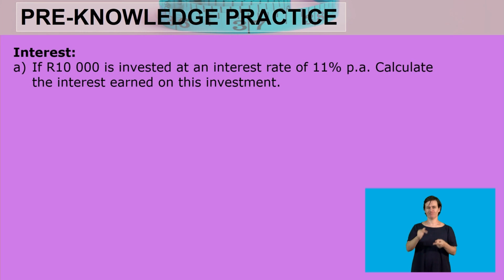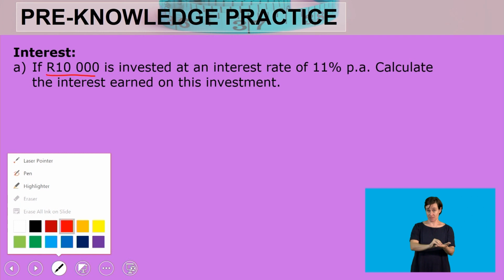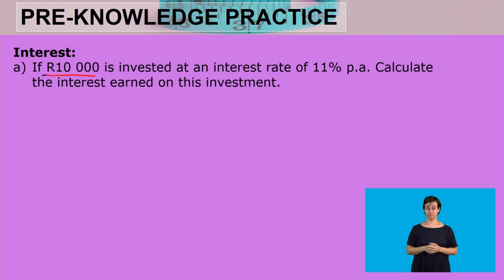Looking at the interest, we have example A. It says here, if 10,000, so 10,000 is the total amount that it's invested. We have invested 10,000 at an interest rate of 11% per annum. Per annum, remember it stands for per year. Now the question says, calculate the interest earned on this investment.